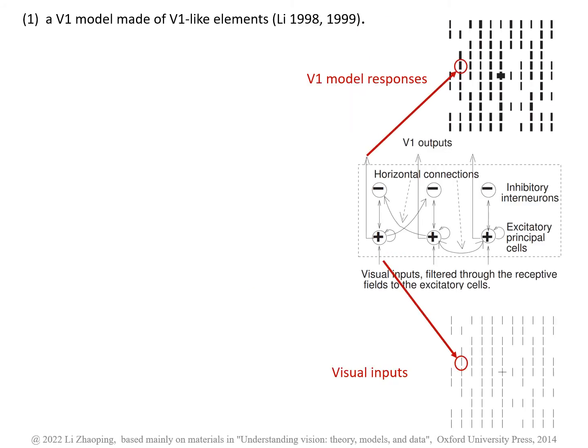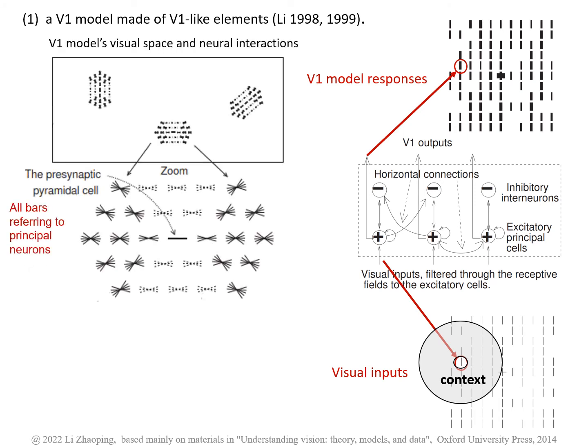The response to this bar depends not only on this bar's direct input strength, but also on the contextual inputs. Since the corresponding neuron interacts with the neighboring neurons, responding to the context, it depends on the neural interactions this neuron has with the neighboring neurons. This is a schematic of this neural interaction pattern.